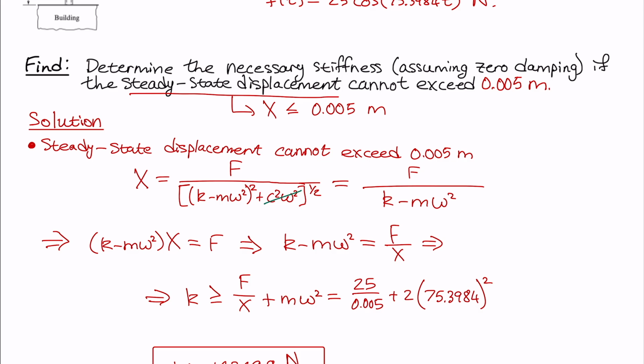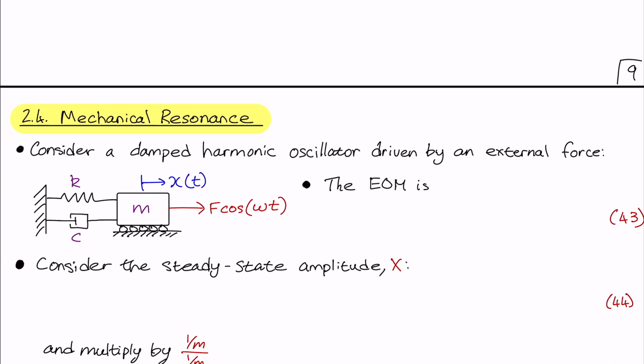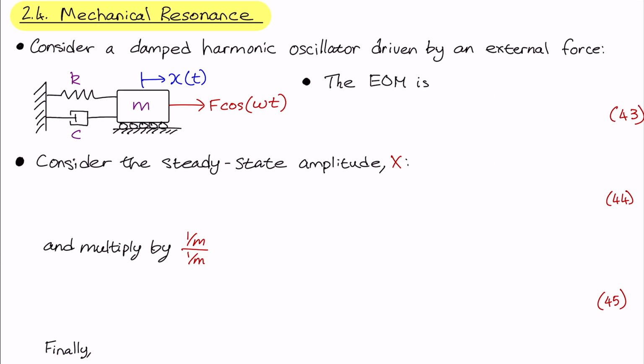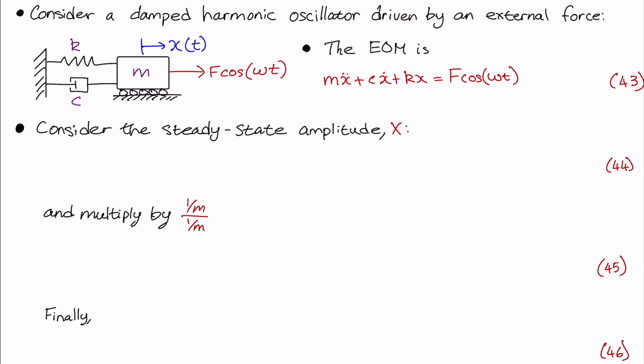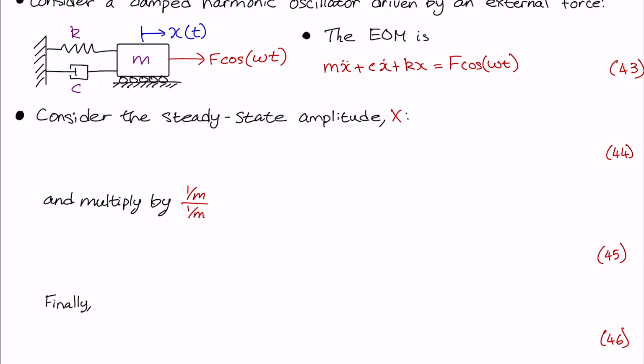All right, any other questions? All right, we're going to move on to a topic called mechanical resonance. We're going to consider a damped harmonic oscillator driven by an external force. Our equation of motion is m x double dot plus c x dot plus k x is equal to F cosine omega t. I'm going to rewrite the steady state amplitude for a moment because we're going to go and manipulate that.